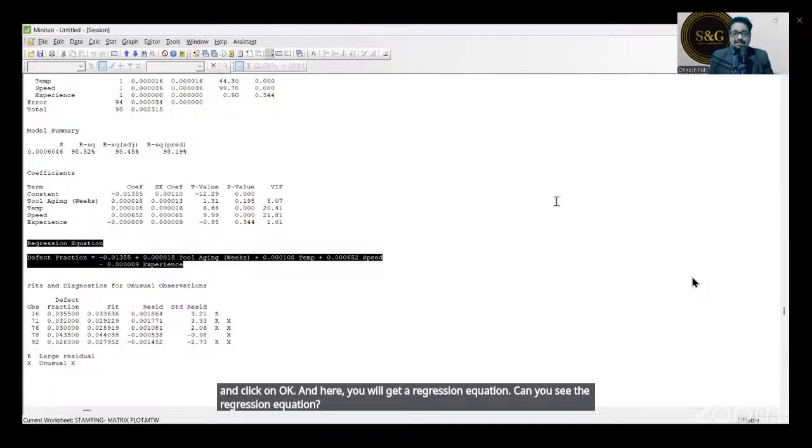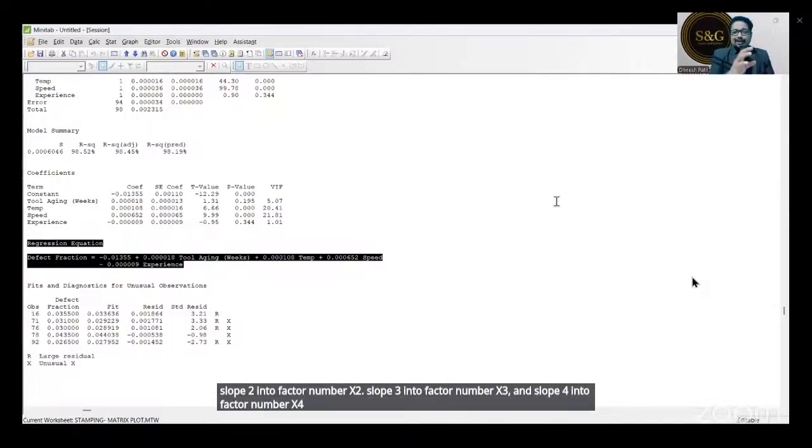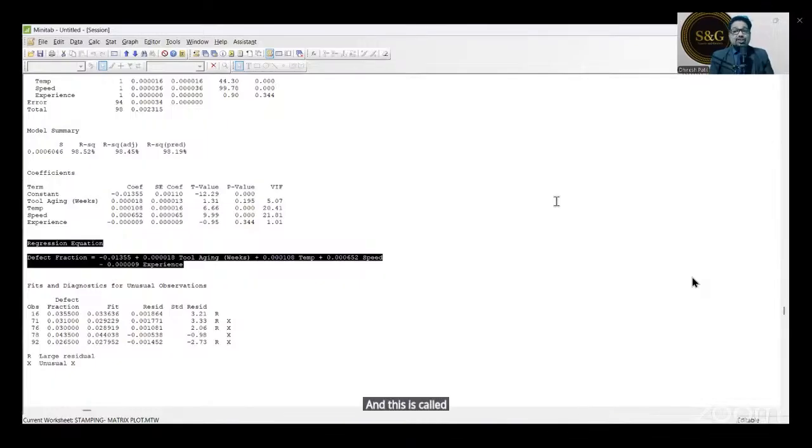Defect fraction equals Y is equal to A plus the slope 1 into factor number x1, slope 2 into factor number x2, slope 3 into factor number x3, and slope 4 into factor number x4. So you can get the regression equation over here. And this is called multiple regression. So you can do multiple regression as well.